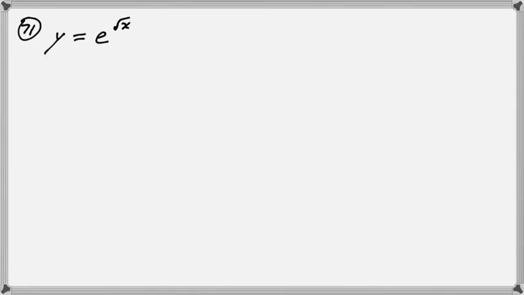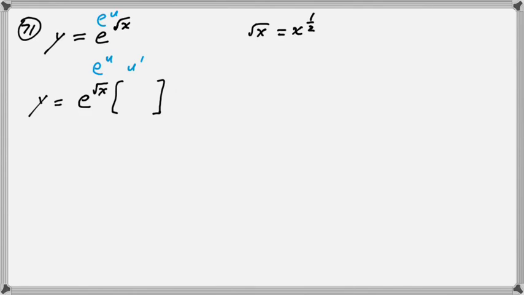These are some more questions from 2.4 in the AP Calculus textbook on chain rule. The derivative of e to a power is going to be e to the same power times the derivative of the power. So it's e to the same power times the derivative of the power. Well, what is the derivative of the square root of x?